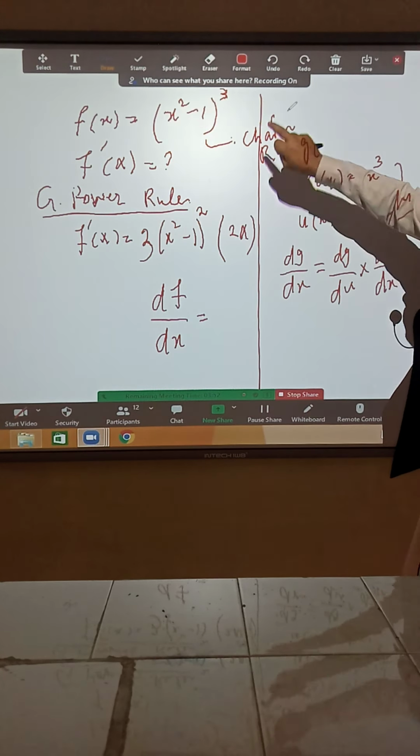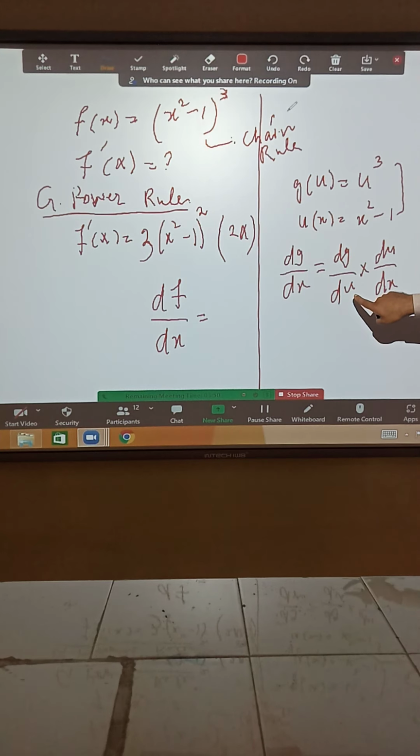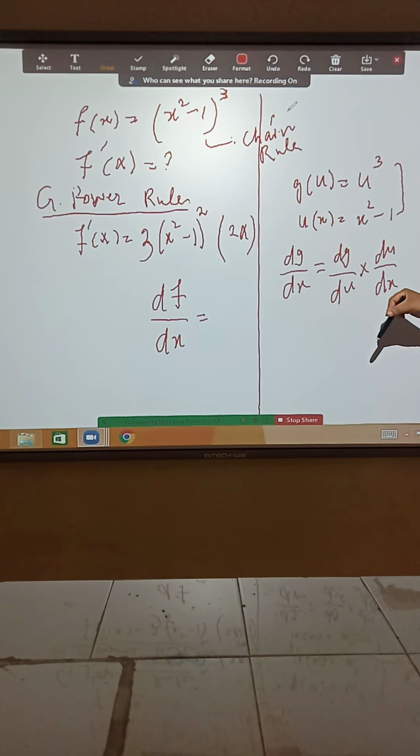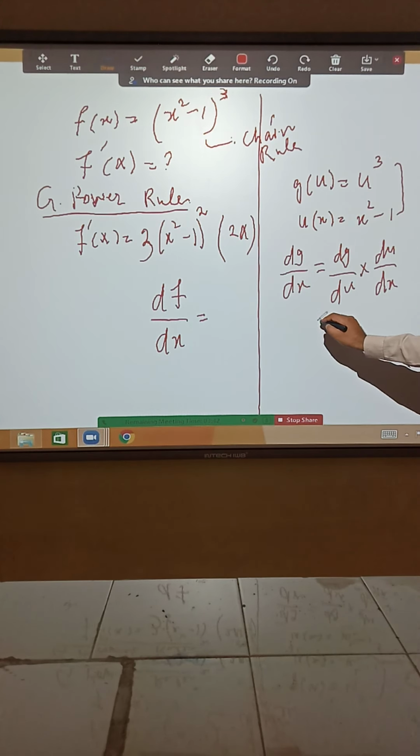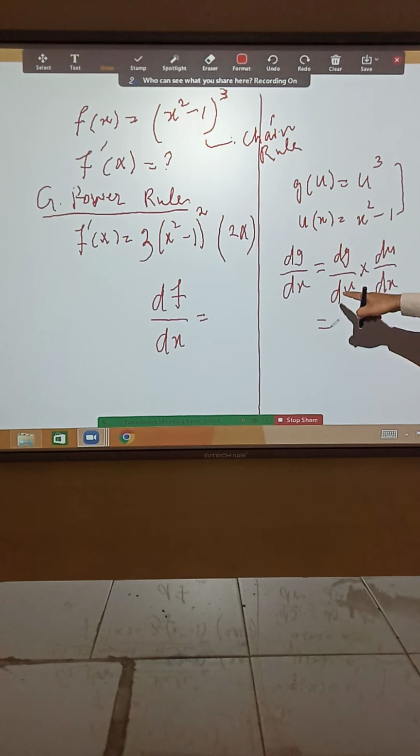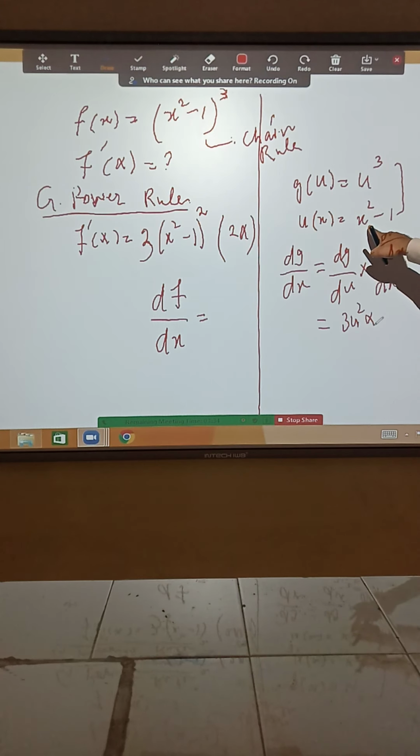so first of all you need to differentiate g with respect to u and u with respect to x. So ये आपके पास हो जाएगा, g का डेरिवेटिव विद रिस्पेक्ट टू u हमारे पास होगा 3u स्क्वायर बाय पावर रूल, और u का डेरिवेटिव विद रिस्पेक्ट टू x वो आपके पास होगा 2x.